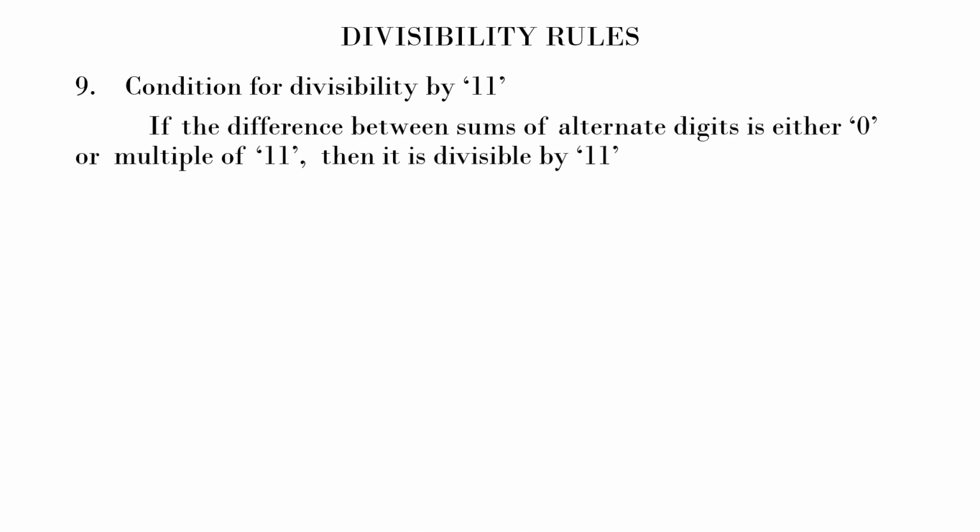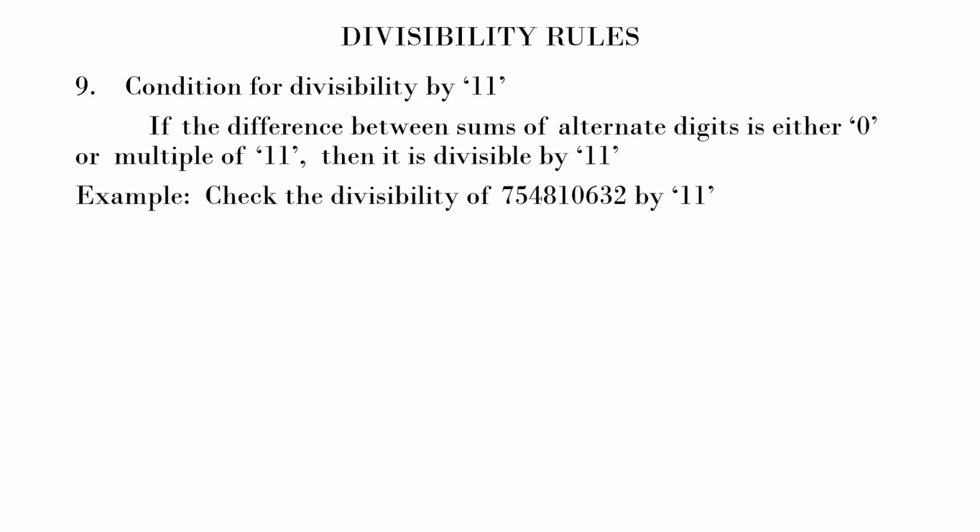Next, the divisibility condition for 11. Here this is typical. Basically here we consider the alternate digits and find their sums. If the difference between the sums of the alternate digits is either 0 or a multiple of 11, then it is divisible by 11, otherwise it is not. Now let us take an example. Here we have 7 crore 75 crore 48 lakh 10,632. Now let us check whether this number is divisible by 11 or not.